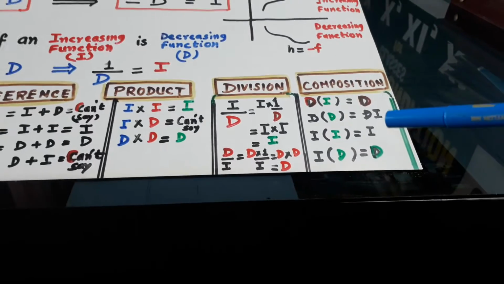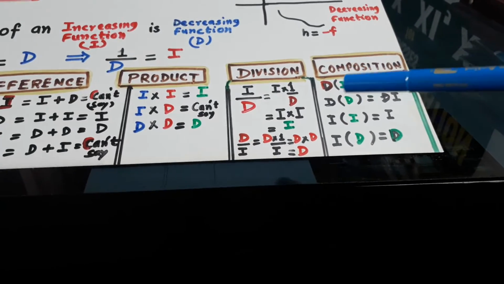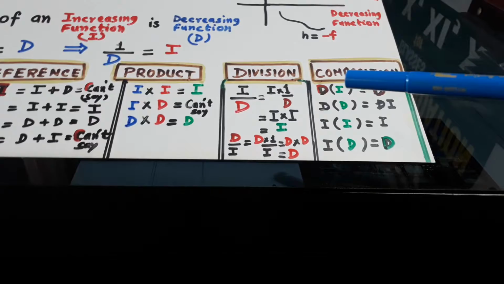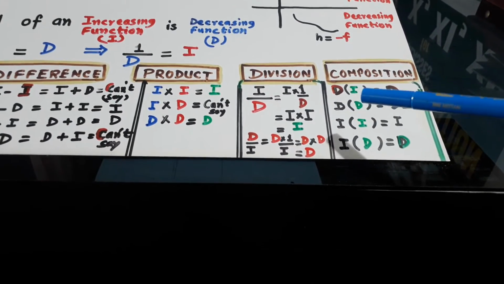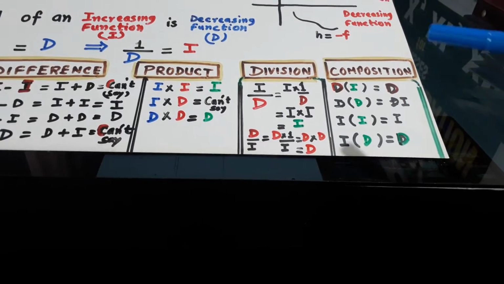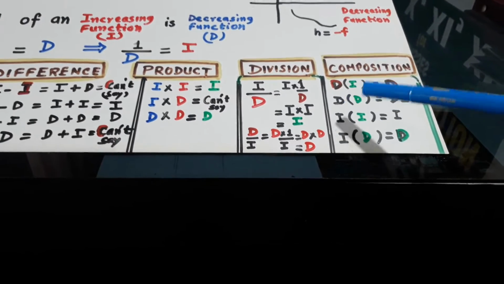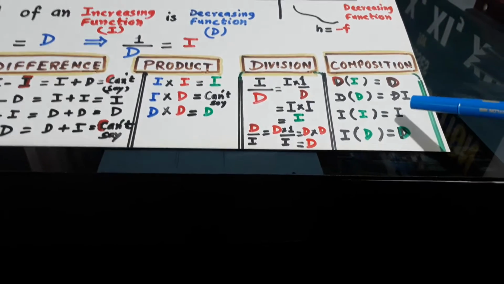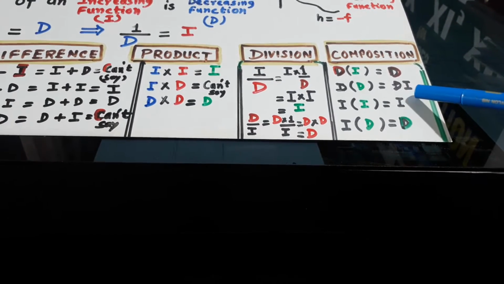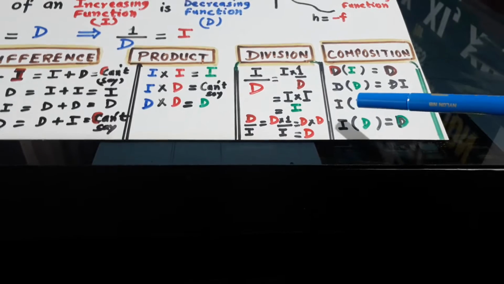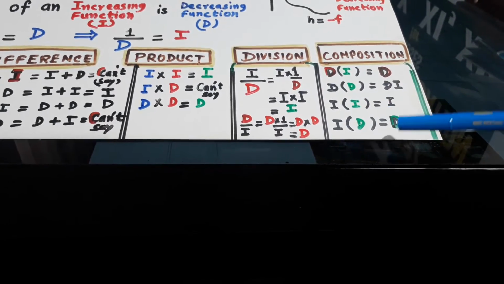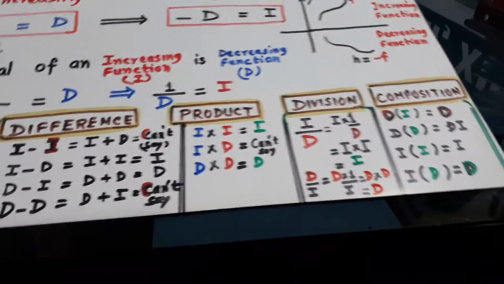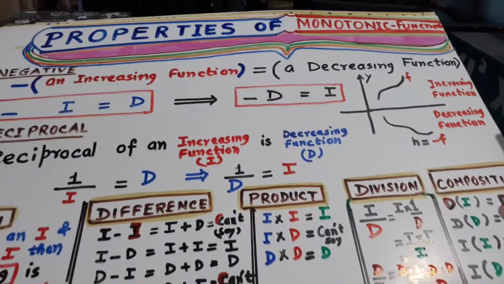So let us go to composite. There is a function which is decreasing outside and within the bracket it is I. So it becomes D. D within the bracket is again D. It is D of I. I of I is I. I of D is D. So these are the various properties of the increasing and decreasing functions.